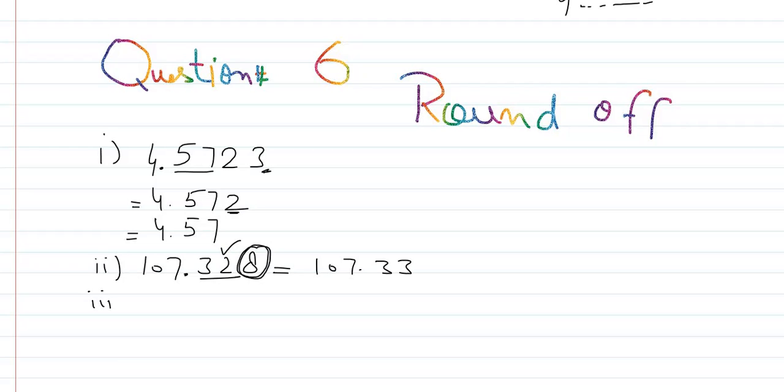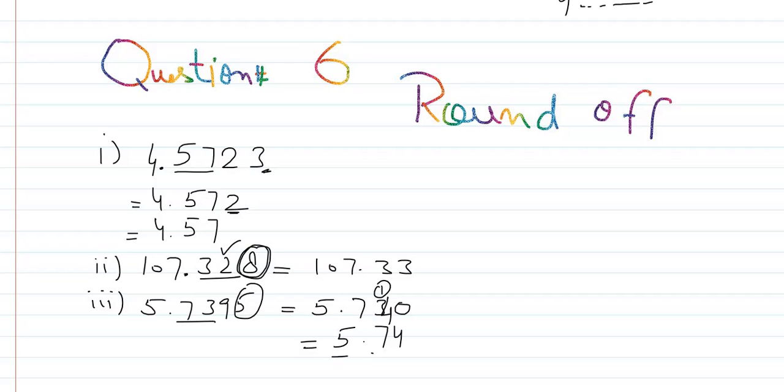Now I am solving part number 3. Part number 3 is 5.7395. We have to round off till two decimal places. So now first of all we remove 5, 5.73. As 5 is equal to 5, so we add 1 in 9. When we add 1 in 9, it becomes 10. 0, 1 carry, 1 is added in 3, so it becomes 4. So the answer will be 5.74. This is the answer.